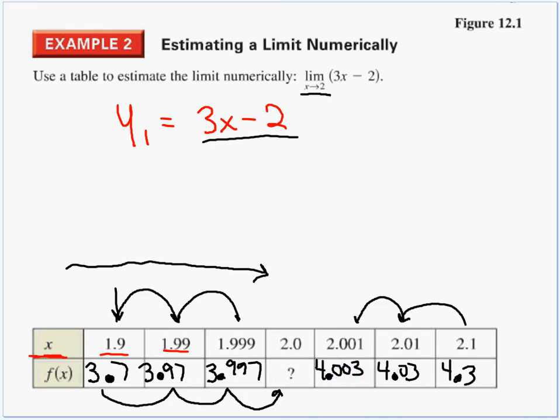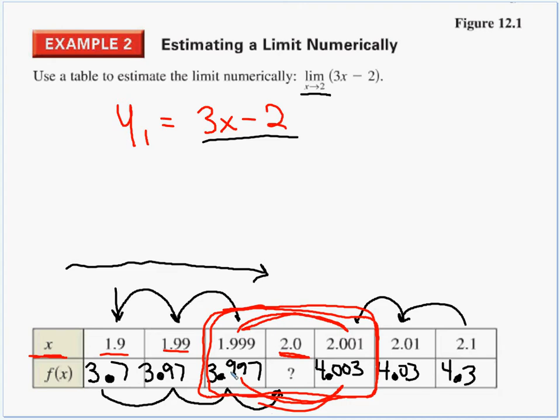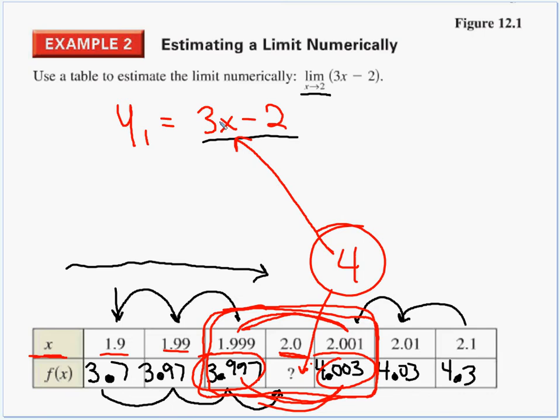So if we just focus in especially on these numbers right here on either side, we could sort of think about it as an average or what's in the middle. Here, in between 1.999 and 2.001, right in the middle there is 2. So what number do you think is in between 3.997 and 4.003? Well, if we round this one up and if we round this one down, it looks like we would expect to see a 4 there. And in this case, we could just check by putting that 4 into our function. 3 times 4 is 12.